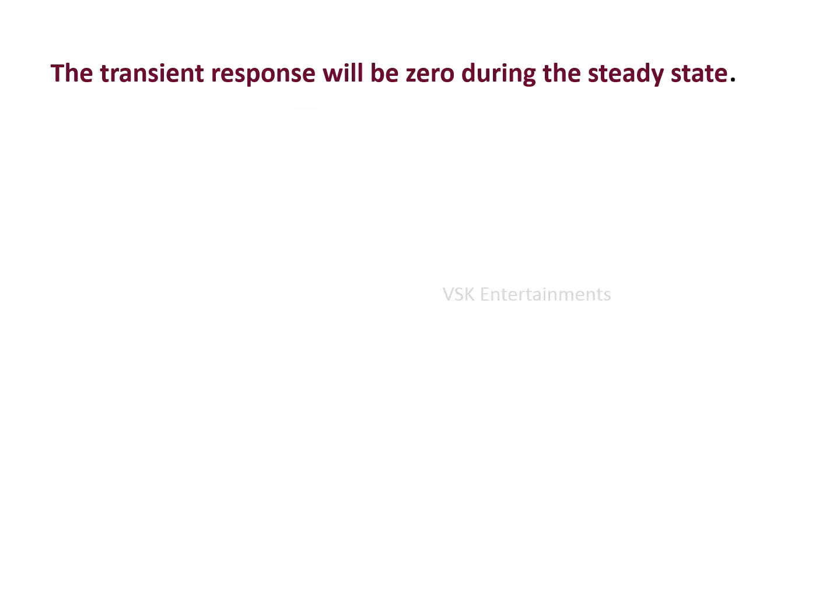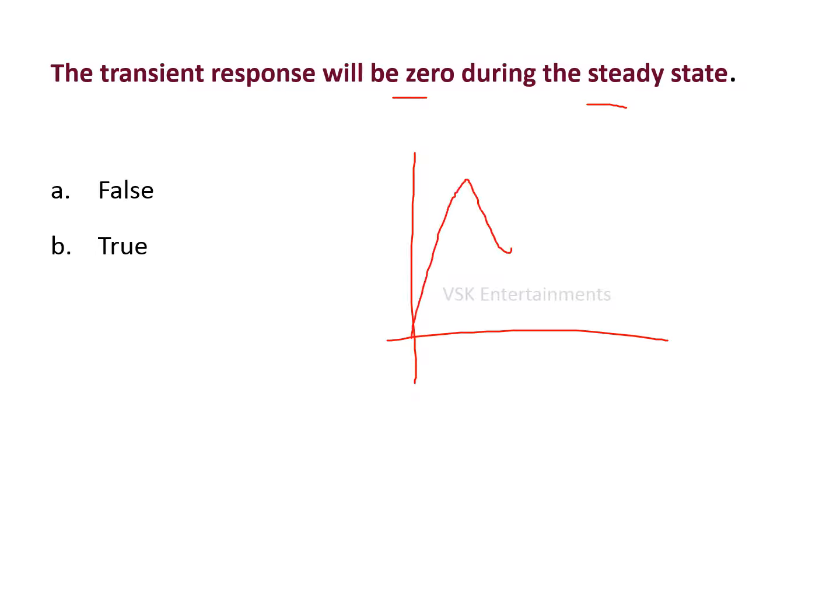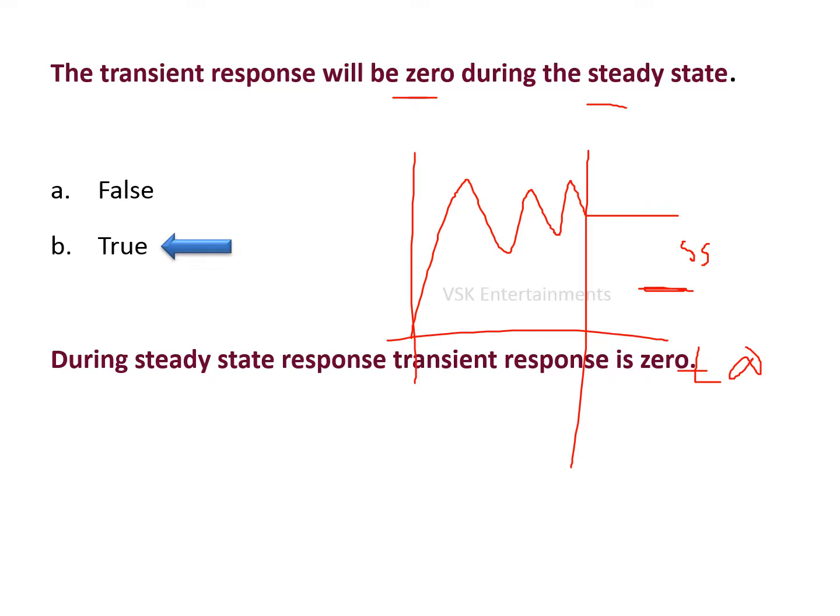Coming to the next one: the transient response will be 0 during the steady state. Options are false, true. That is very simple. Consider the response of a second order system. Up to this point is the transient response and this one is the steady state. At time t equal to infinity, we only get the steady state response. Transient response is 0. So the transient response will be 0 during the steady state response. It's true, so option B is the right answer.